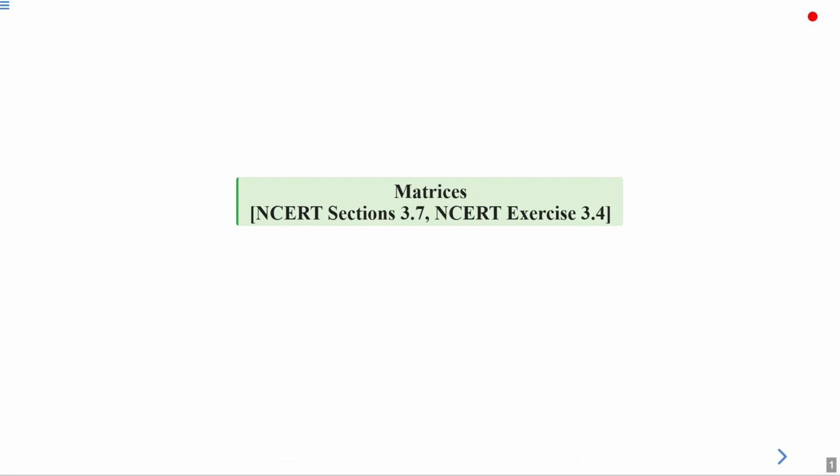In today's class, we will study matrices, NCERT section 3.7, NCERT exercise 3.4, right? So let's start.